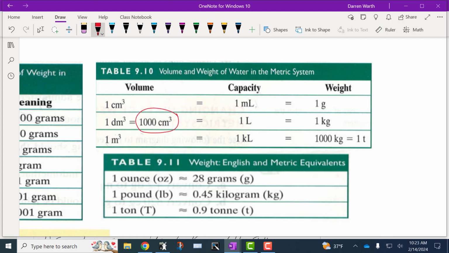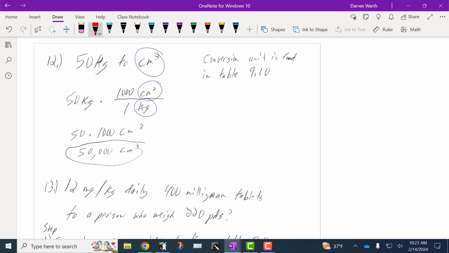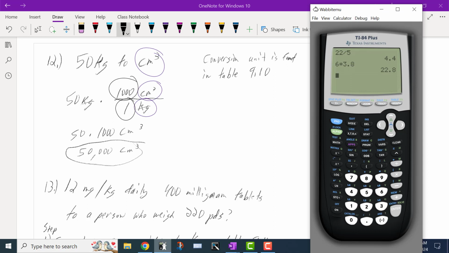Right here, we've got 1,000 cubic centimeters is going to equal 1 kilogram. Go back to your formulas. Go ahead and fill that in. So here I filled it in. Next to the cubic centimeters, put 1,000 next to it. Next to the kilograms, I put a 1. I'm just going to go ahead and multiply that using my calculator. So notice I'm going to take 50 times 1,000. So when you take 50 times 1,000, you're going to end up with 50,000.